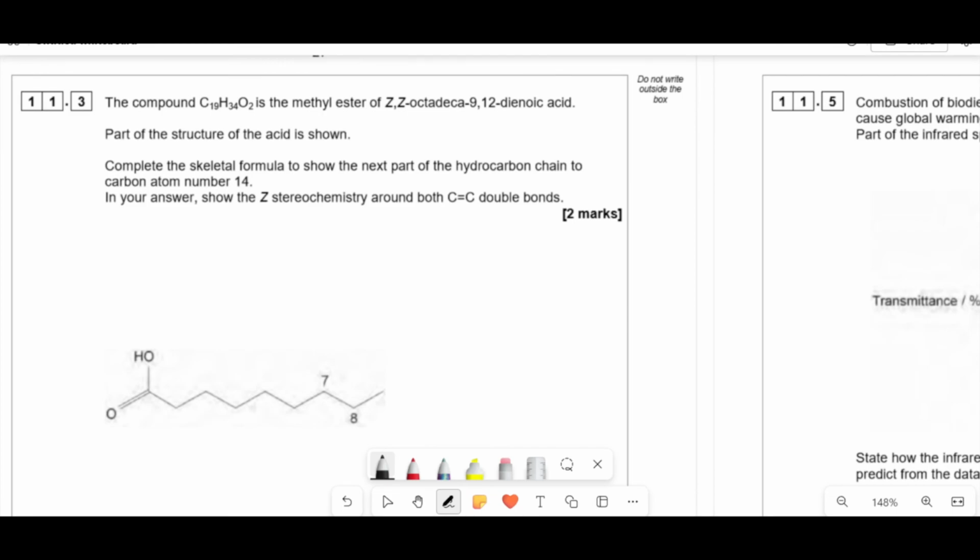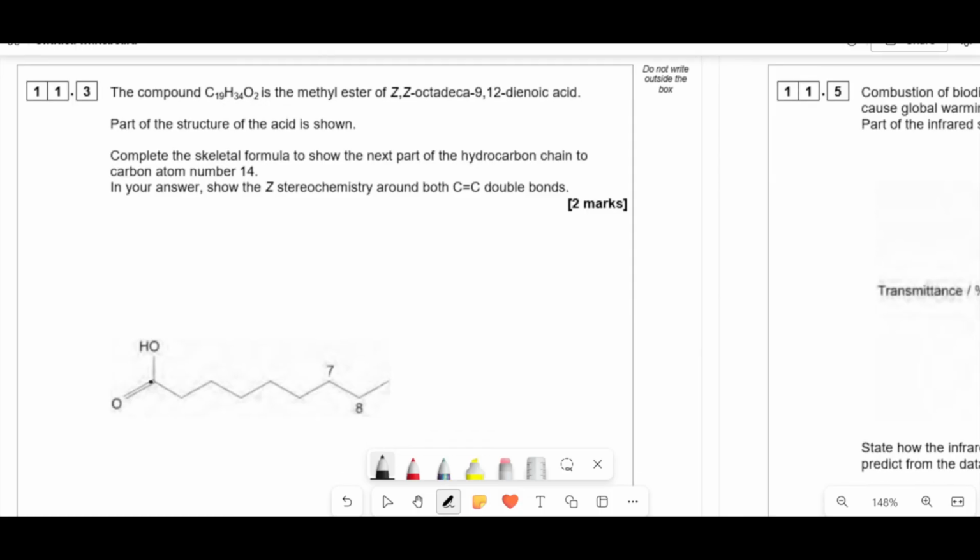The compound C19H34O2 is the methyl ester of ZZ octadeca-9,12-dienoic acid. Part of the structure is shown below. Complete the skeletal formula to show the next part of the hydrocarbon chain, up to carbon number 14. In your answer, show the Z stereochemistry around the C=C bond.